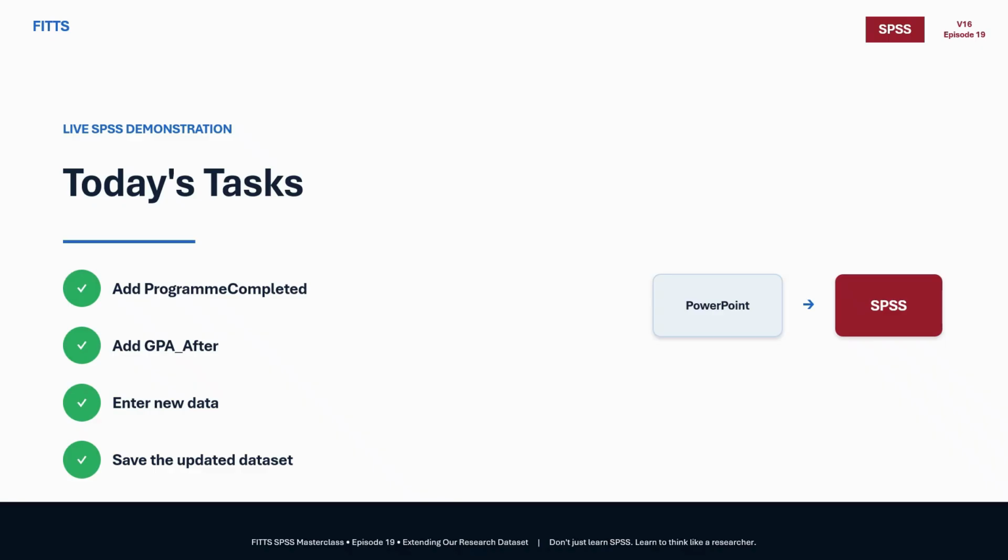Everything we've discussed so far has been preparation. Now it's time to open SPSS and continue building our research dataset. As we work together, pay close attention to why we are adding each variable, not just how. And by the end of this demonstration, you will have an updated dataset that is ready for the next stage of analysis. Let's switch over to SPSS.